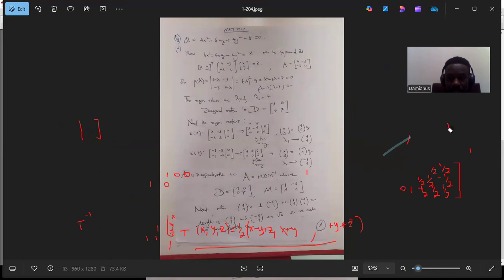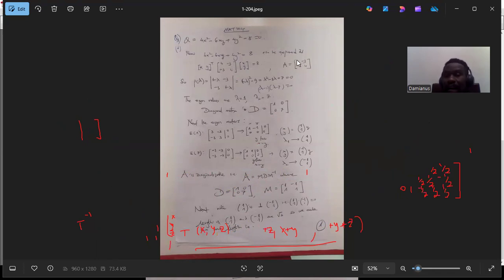My eraser is not the best, but okay, fine. So, what is it that we are supposed to look at? Yeah, so we are given a quadratic form actually: 4x squared minus 6xy plus 4y squared minus 8 is 0. So we can take the 8 to the right-hand side. We have 4x squared minus 6xy plus 4y squared equals 8.